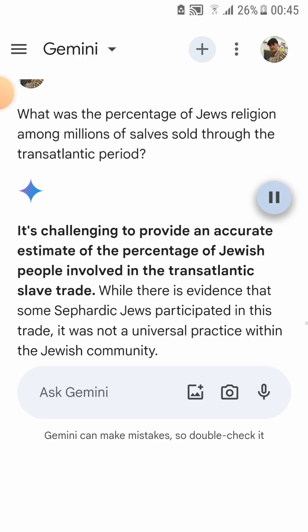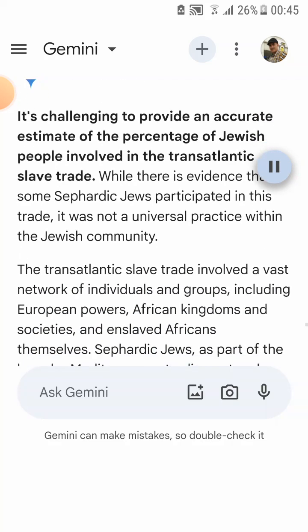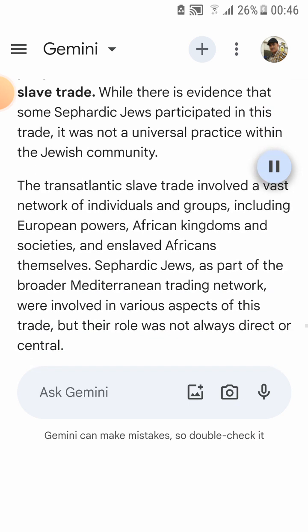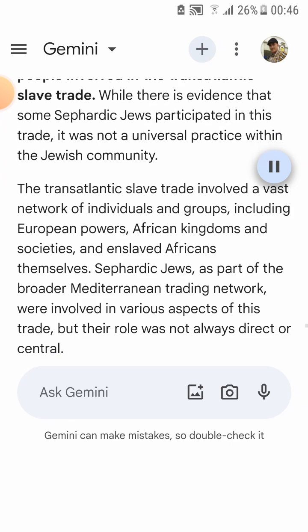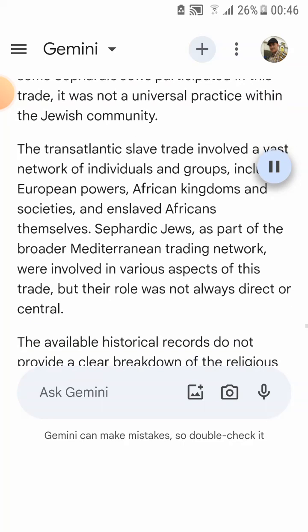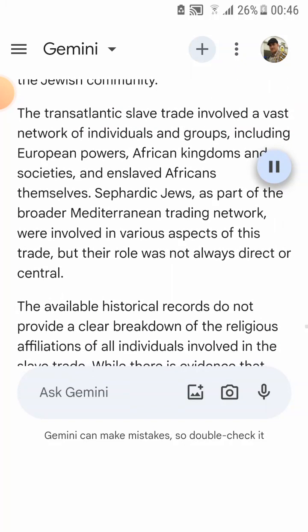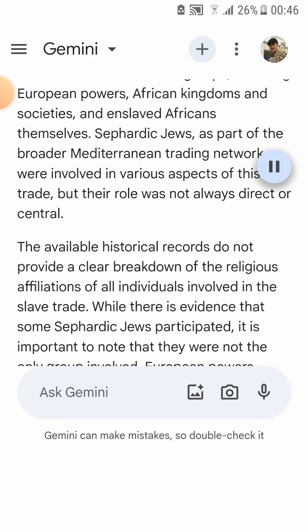It's challenging to provide an accurate estimate of the percentage of Jewish people involved in the transatlantic slave trade. While there is evidence that some Sephardic Jews participated in this trade, it was not a universal practice within the Jewish community. The transatlantic slave trade involved a vast network of individuals and groups, including European powers, African kingdoms and societies, and enslaved Africans themselves. Sephardic Jews, as part of the broader Mediterranean trading network, were involved in various aspects of this trade, but their role was not always direct or central.